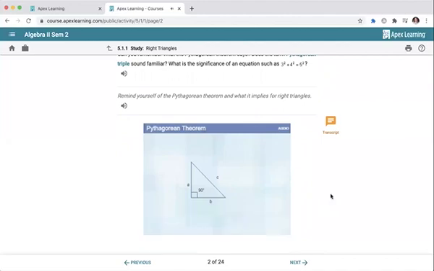The Pythagorean theorem tells us that the sum of the squares of the lengths of the legs is equal to the square of the hypotenuse. In symbols, this is written as a squared plus b squared equals c squared.